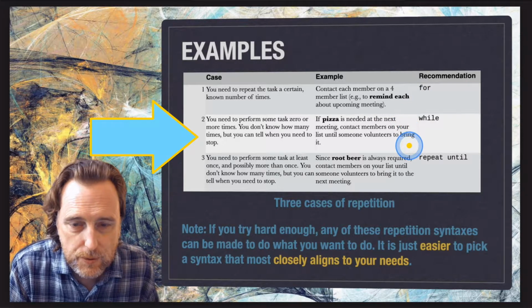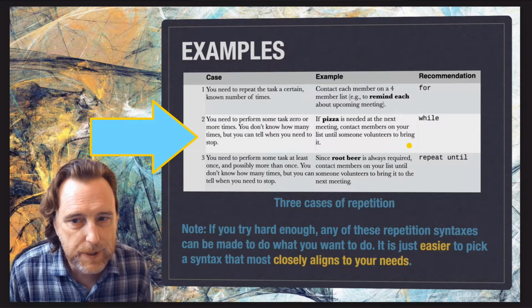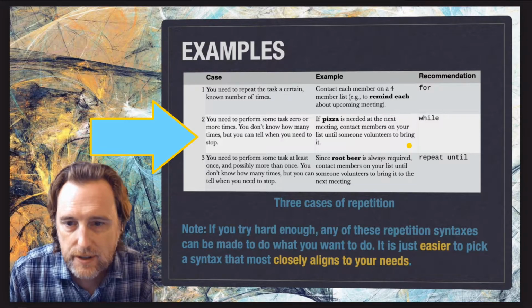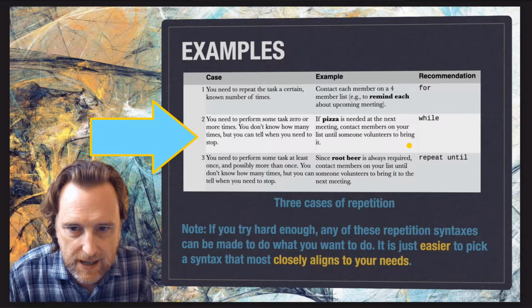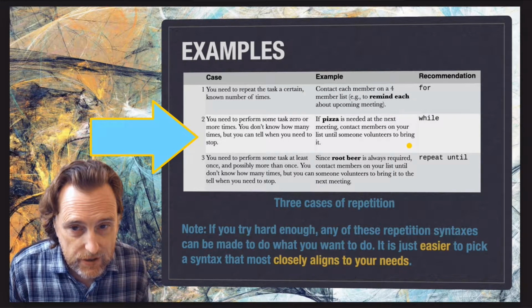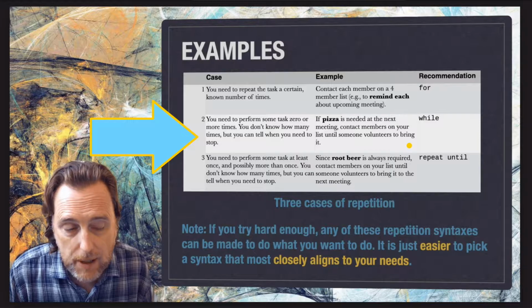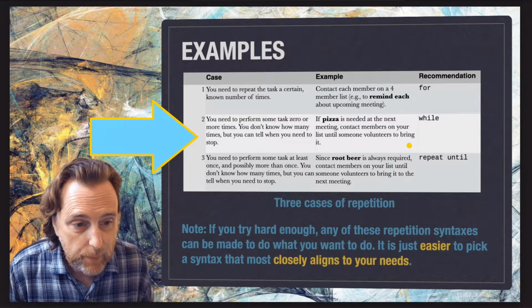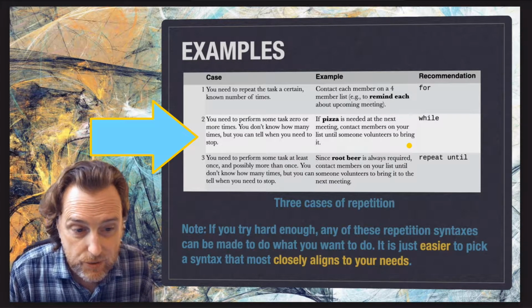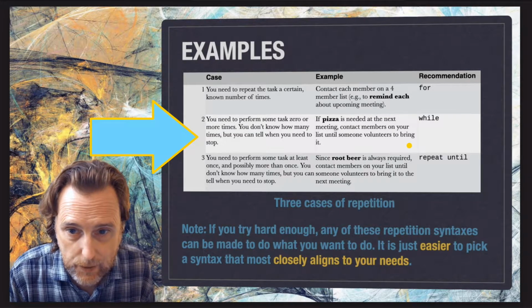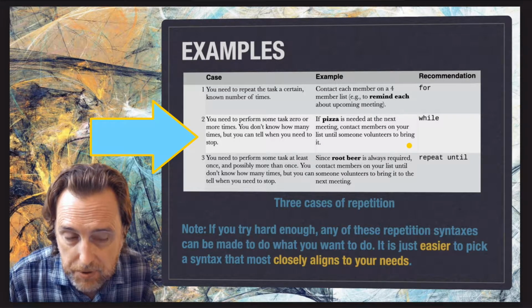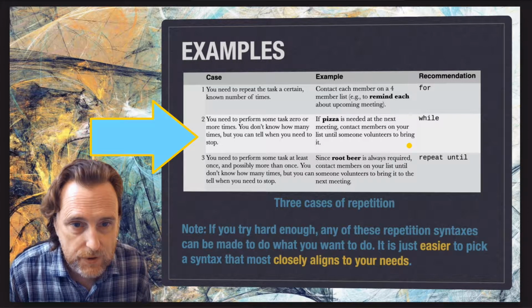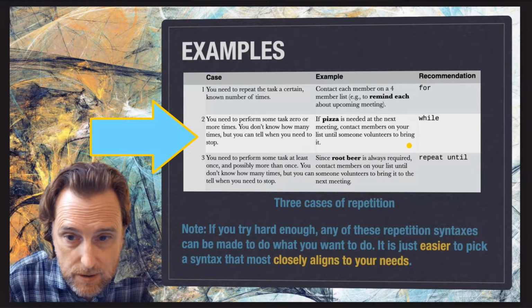Okay, case number 2. If pizza is needed at the next meeting, you're going to contact members on your list until someone volunteers to bring it. So this is the 0 or more times task. It's 0 because you don't always bring pizza. Maybe you bring it every other week. Maybe you bring it if the meeting's on a Tuesday and there's a coupon for pizza. I don't know what the rule is necessarily, but your team does like to get pizza, but they don't get it every meeting. So it's a 0 or more situation, because it could be you're not going to contact anyone to bring the pizza.